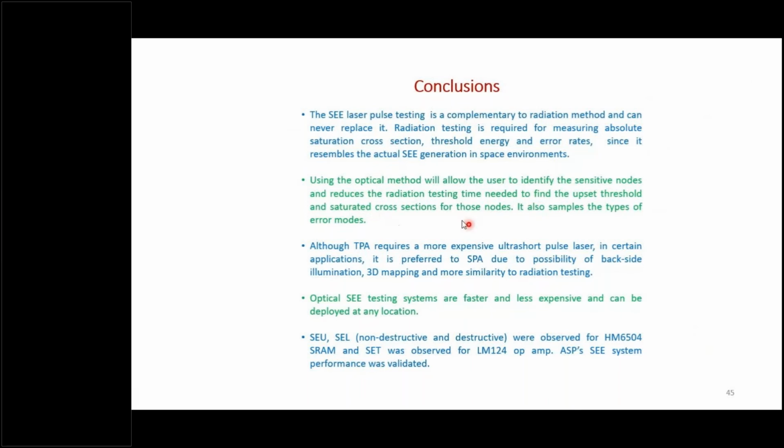So sensitive nodes could be identified, it reduces radiation testing time, and it saves you money. Although TPA requires a more expensive ultra short pulse laser, in some applications where you want to do 3D imaging, it is better to use TPA. Or if you have trouble getting from the back of the chip, you need to traverse through a long distance to get to the sensitive area, TPA is a better option. It is also more similar to radiation testing because it has very narrow charge deposition. Optical SE testings are faster and less expensive, can be deployed at any location.